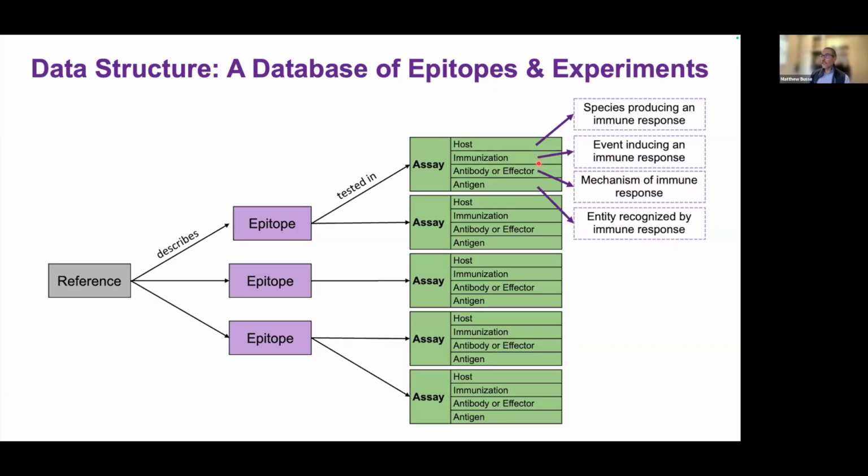So in our usage, an immunogen is what induces an immune response, whereas an antigen is what is recognized by the immune response. And for completeness, our definition of an epitope is the specific molecular structure interacting with the immune system.